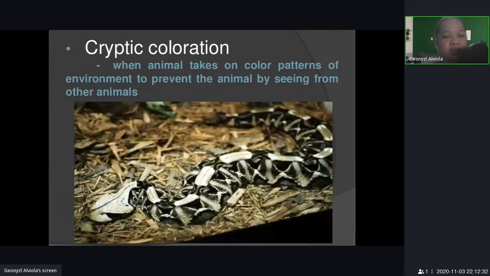We have cryptic coloration. Based on the diagram, we have here a constrictor, a python. A python cannot easily be seen when it passes through a substrate containing dried leaves. That is cryptic coloration, because the coloration of the skin of the python matches the color of the dried leaves on the ground.